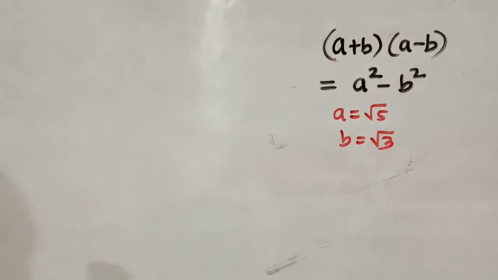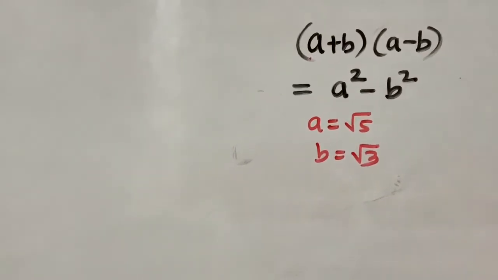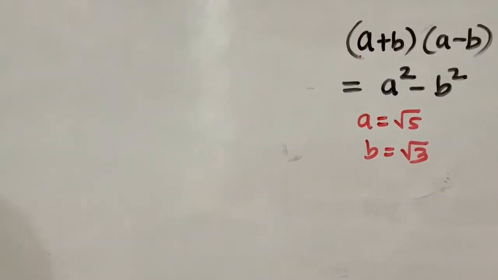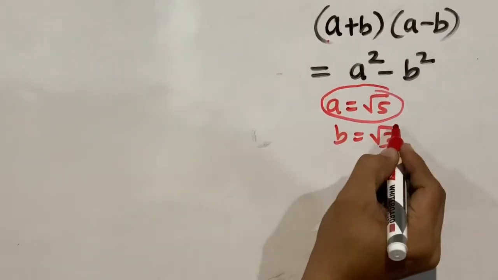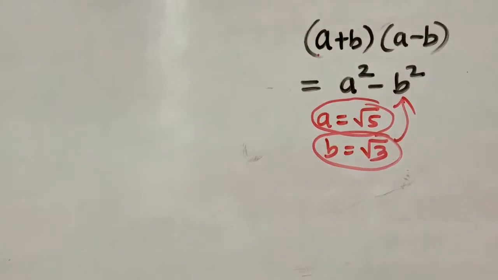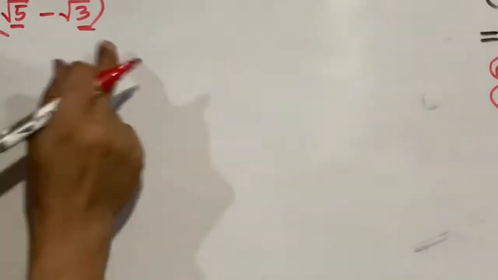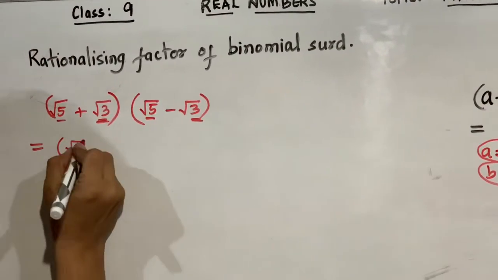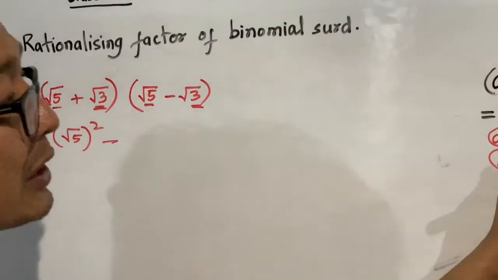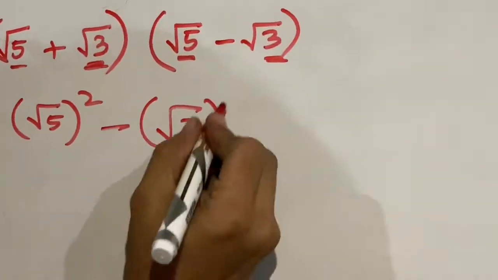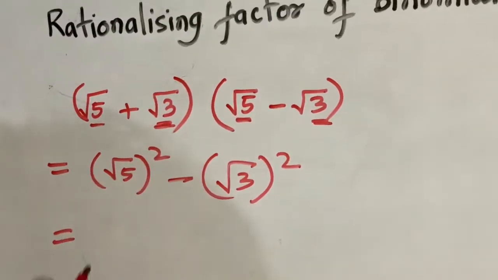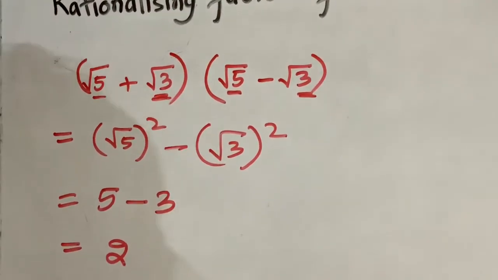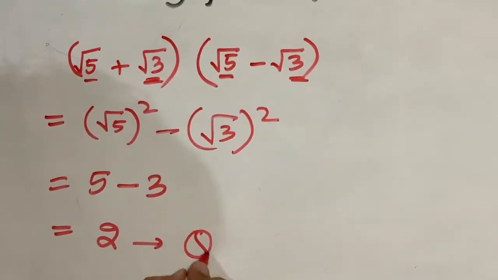Multiplication of rational numbers, addition of rational numbers. So substitute the value of a and b in the formula: a plus b times a minus b is equal to a square minus b square. What is the value of a? Root 5 whole square minus b, root 3 whole square. The square and square root cancel, so 5 minus 3. So here the answer is 2, a rational number.